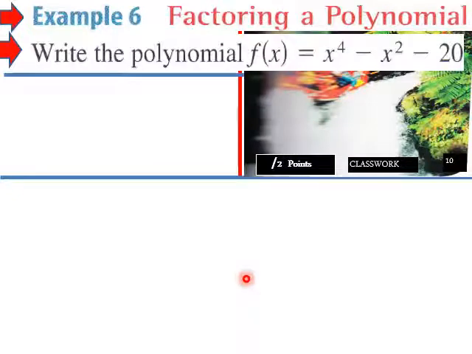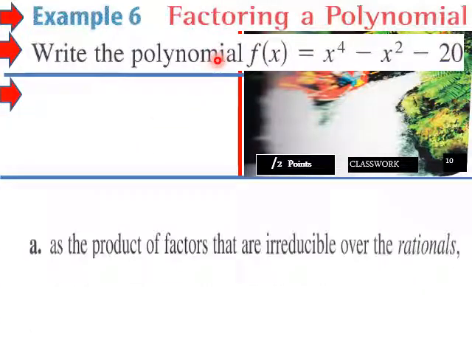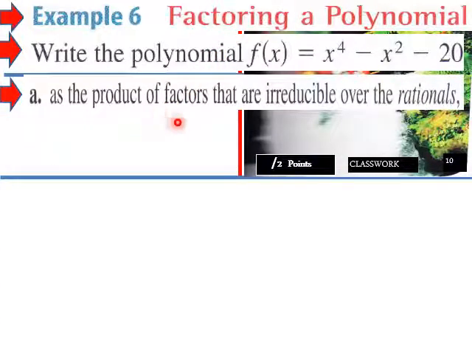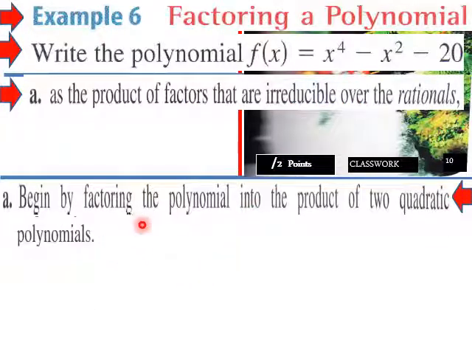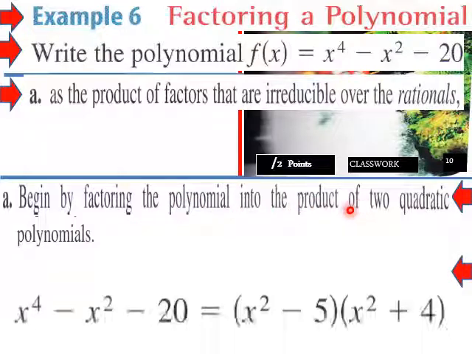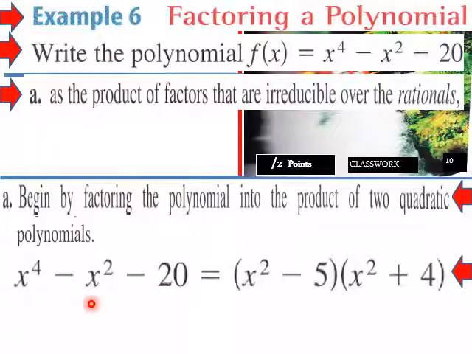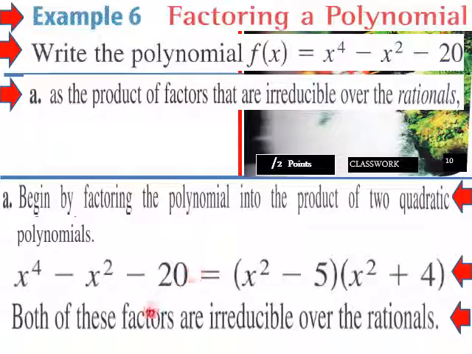Okay, let's try an example here with all that technical information. Write the polynomial a as a product of factors that are irreducible over the rationals. So begin by factoring the polynomial into the product of two quadratic polynomials. So we have this expression here, and it would be x squared minus 5 times x squared plus 4. Both of these factors are irreducible over the rationals. So it's irreducible over the rationals if you kept rational numbers.